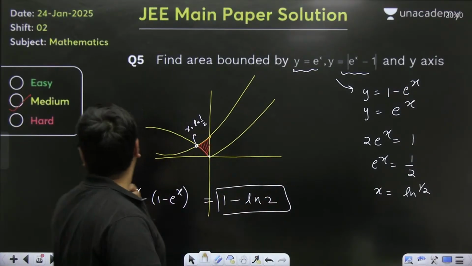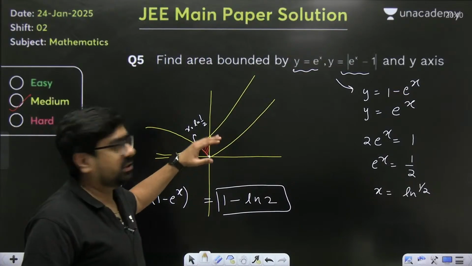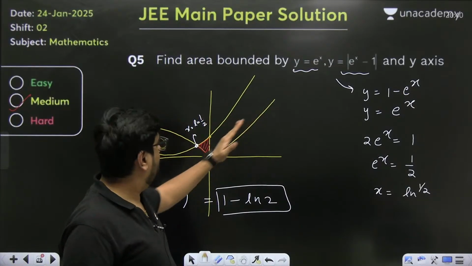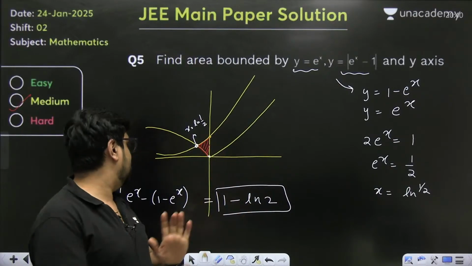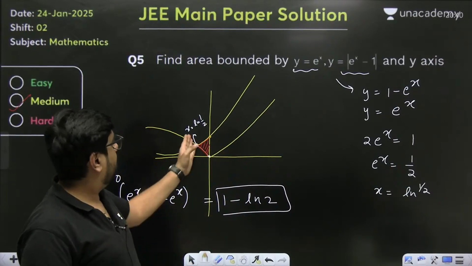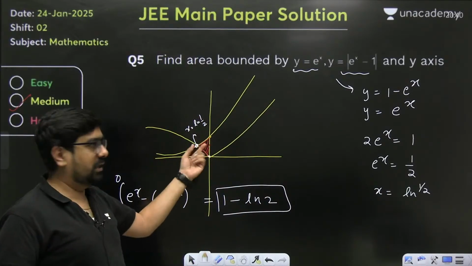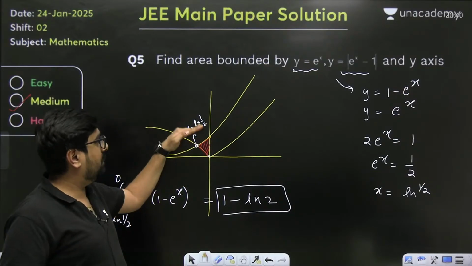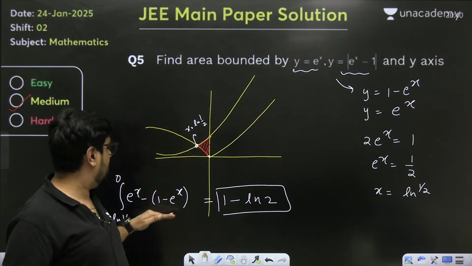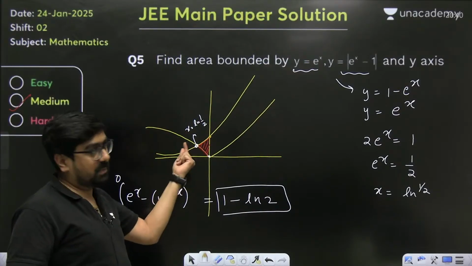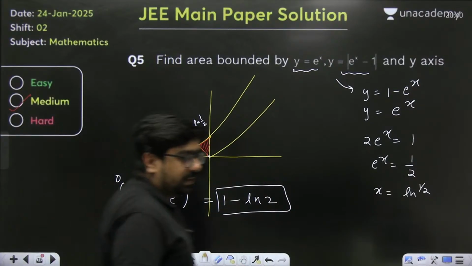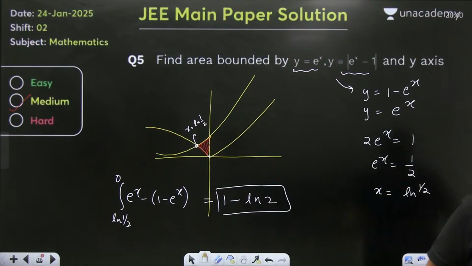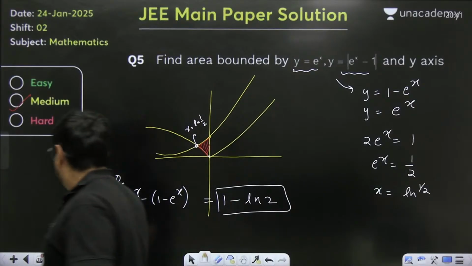Moderate question, not hard also. The only thing is that you should be able to plot this very carefully. Any mistake you make in plotting, then this can go wrong. Otherwise, this is easy. From ln of 1 by 2 to 0, you have to integrate, and this function: upper curve is e to the power x, lower curve is 1 minus e to the power x. This part, we are talking about this part. Any problem? Anything? Okay, let's go ahead.